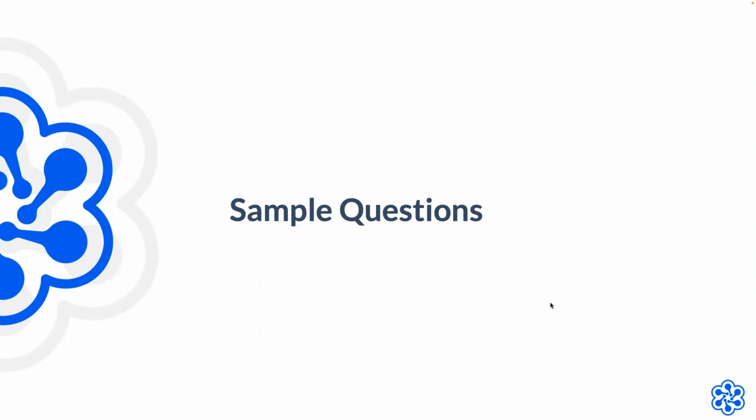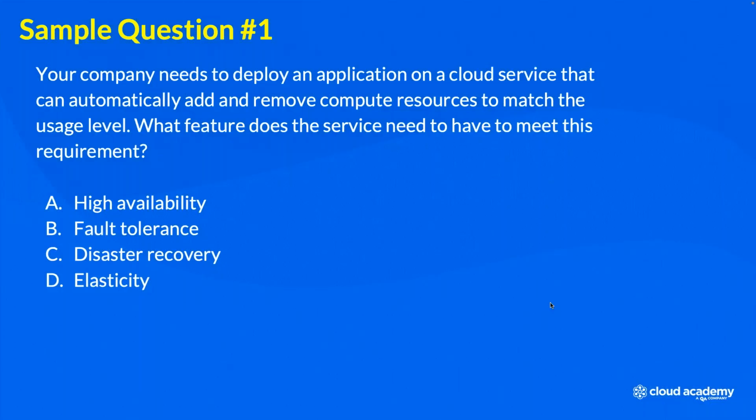Okay, so we're going to move on to the sample questions now. So question number 1. Your company needs to deploy an application on a cloud service that can automatically add and remove compute resources to match the usage level. What feature does the service need to have to meet this requirement? It's high availability, fault tolerance, disaster recovery, and elasticity.